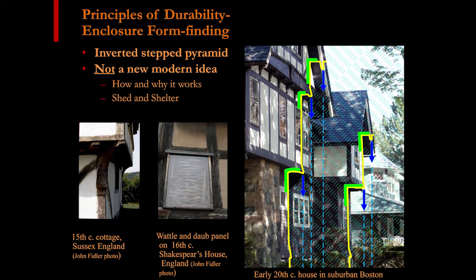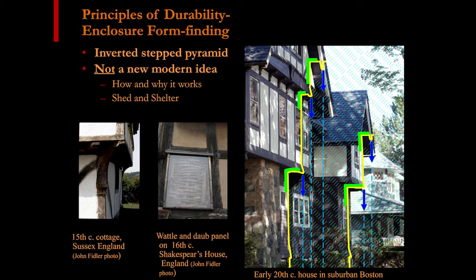So of course it's shedding and sheltering, and when you look at the actual early English examples, 15th century buildings, it's no surprise that they evolved this very clever way of making the envelope form make inherently non-durable materials more durable. They were building with untreated wood, not cypress or cedar or mahogany, and they were infilling it with wattle and daub. Wattle and daub is basically wicker.